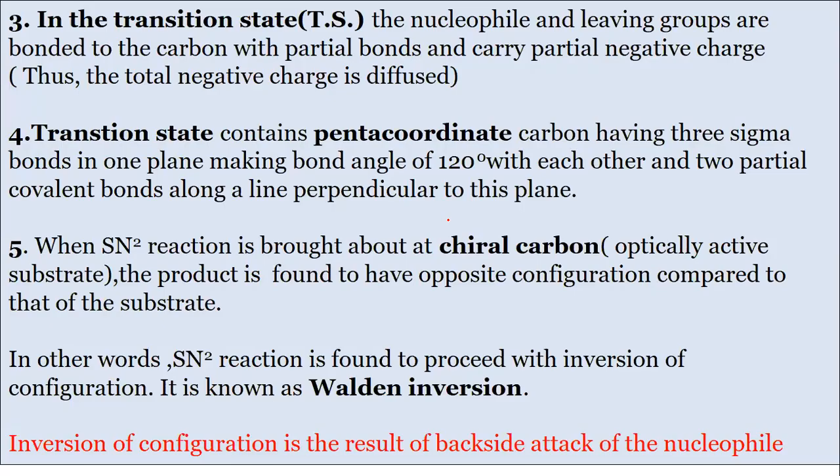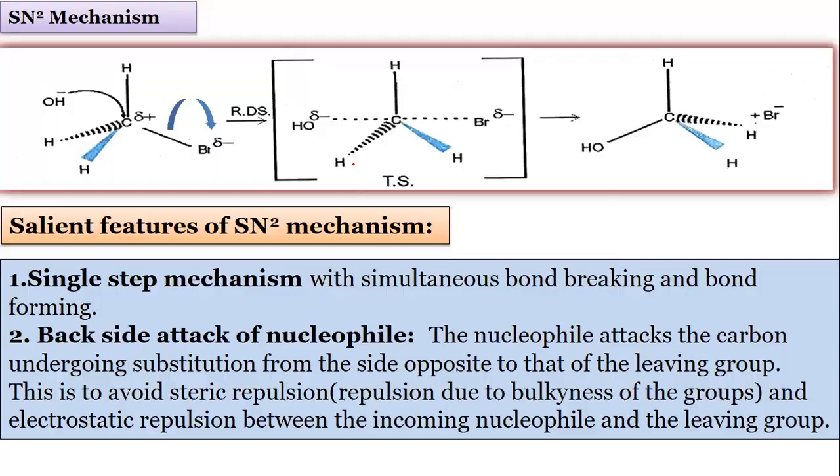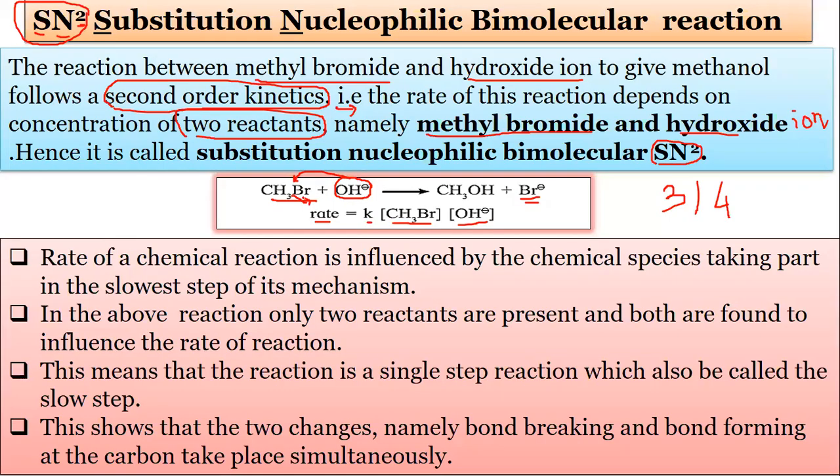And in case of the SN1 reaction, I am showing you. See, the rate of the reaction depends upon k times only one reactant, that is the concentration of tertiary butyl bromide. Here, the rate does not depend upon the concentration of OH minus. In case of the SN1 reaction, I am talking about. So simultaneously, I am explaining both the reactions. In case of the SN2 reaction, the rate depends upon the concentration of the two reactants. This is the concentration of CH3Br and the concentration of OH minus.